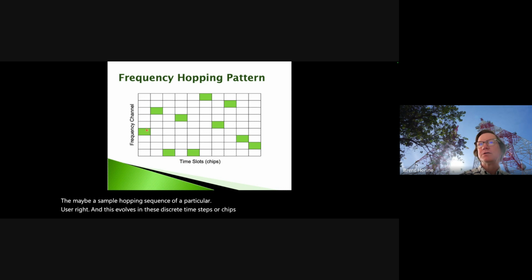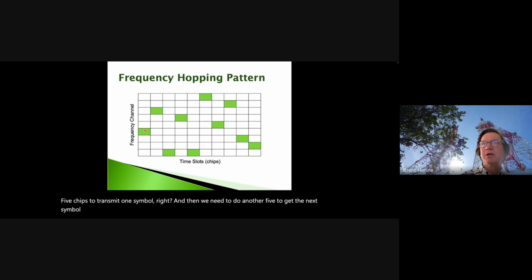And so we might operate at this frequency channel during this chip, and then switch to this frequency and then this frequency. And again, if it's fast hopping, we might take 5 chips to transmit one symbol, right? And then we need to do another 5 to get the next symbol. If it's slow hopping, we might send maybe 5 symbols during this chip and then switch to another channel and send 5 symbols, and then switch to another one and send another 5 symbols, right?